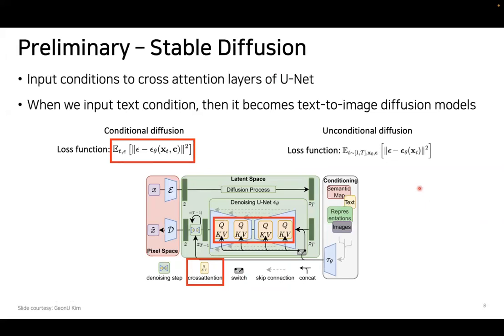So Stable Diffusion, as Sungbin said, is a conditioned diffusion model. When we choose text input as the condition, it becomes a text-to-image diffusion model. The one difference is that in the loss function, just the conditioning vector is injected. Yes, this is the only difference.